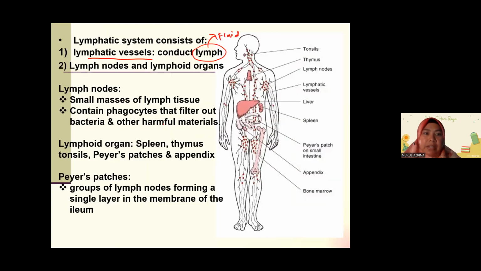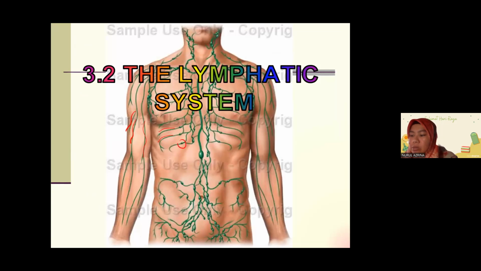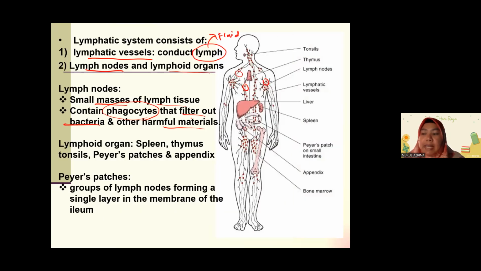Next, lymph nodes and lymph organs. What are lymph nodes? A lymph node is a small mass of lymph tissue. It contains phagocytes, whose function in the lymph node is to filter out bacteria and other harmful material. These are all the lymph nodes, the small patches you can see over here. In the bigger picture, this is the lymph node, which contains phagocytes to filter out any bacteria, pathogen or harmful material.